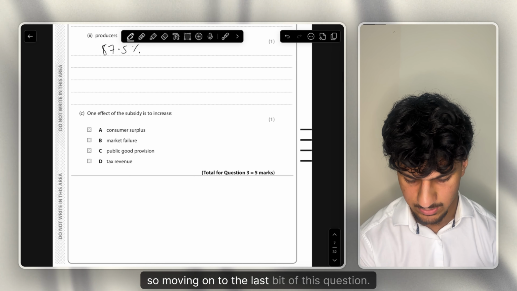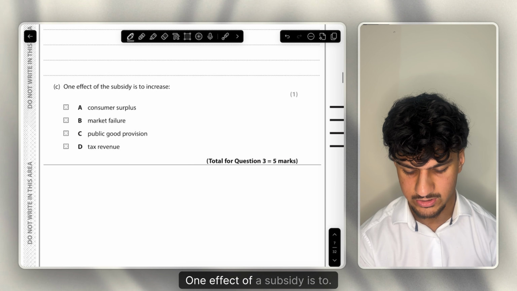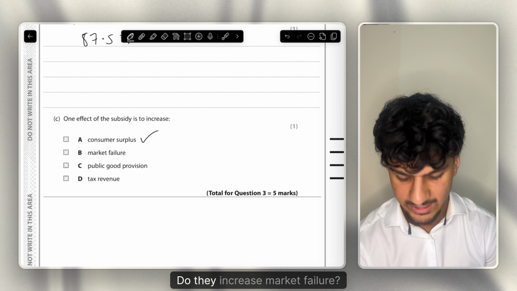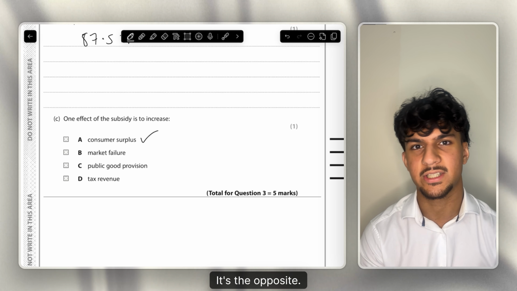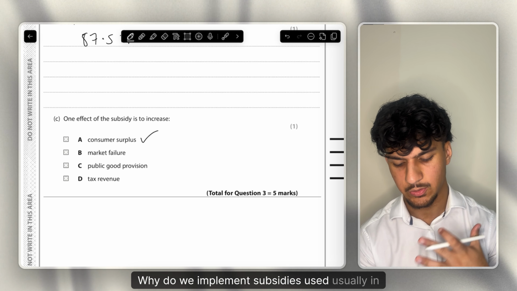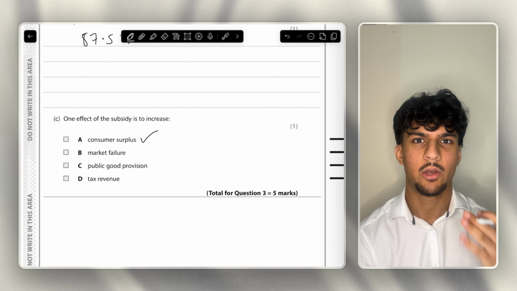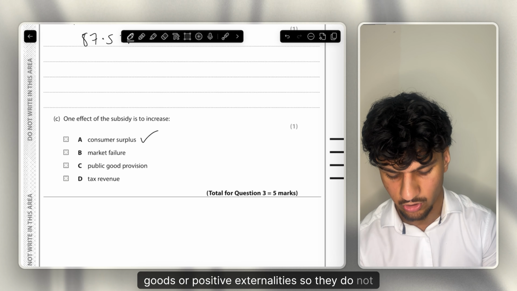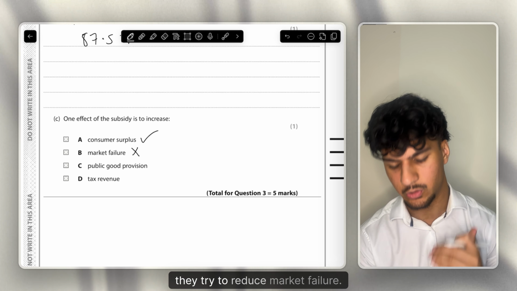Okay, so moving on to the last bit of this question. One effect of a subsidy: do subsidies increase consumer surplus? Yes. Do they increase market failure? It's the opposite. Why do we implement subsidies? Usually with positive externalities, where we want to encourage the consumption of goods with positive externalities. So they do not increase market failure, they try to reduce market failure.